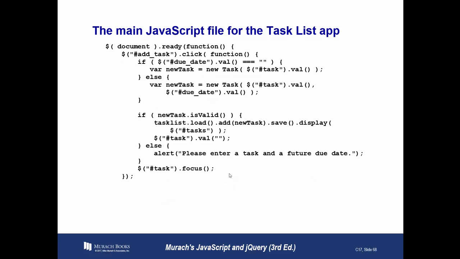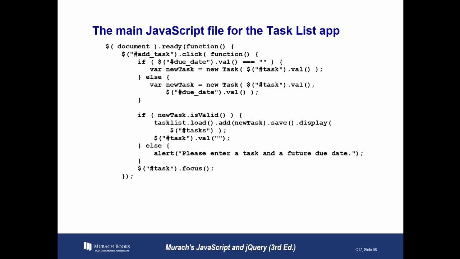Finally, on 536 and 537, we've got the main JavaScript file. This starts with the jQuery ready function, which attaches event handlers for the click events of the add task and clear task buttons. It also activates the jQuery UI date picker, displays the task list, and sets the focus on the text box. The ready function that's in here and the event handlers call the different methods of the task list object.